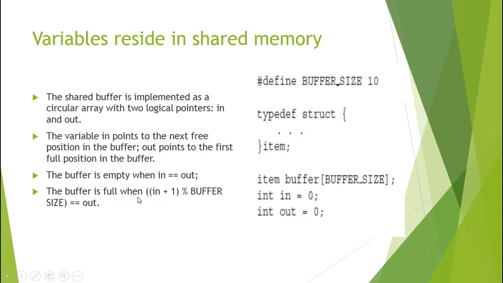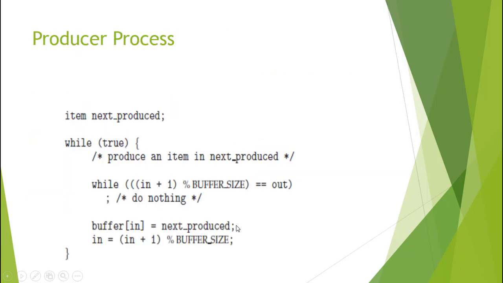The second condition is that the consumer should not consume an item if the buffer is empty. The condition for an empty buffer is that the location where the in pointer is pointing should be equal to the out pointer, which is used by the consumer process. If the in pointer is equal to the out pointer, then we can say that the buffer is empty. These are the variables which are shared by both the producer and consumer process. Now let us see the code for your producer process.